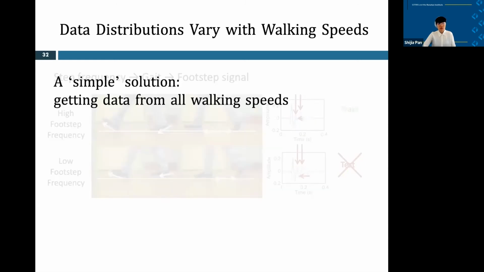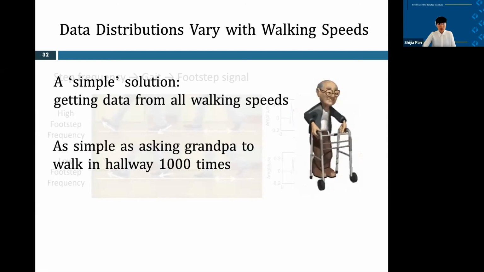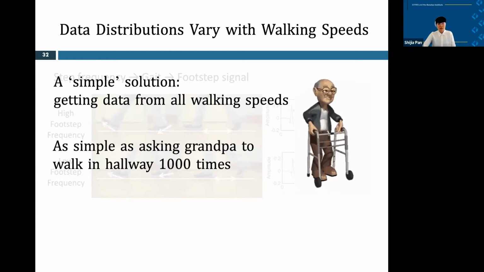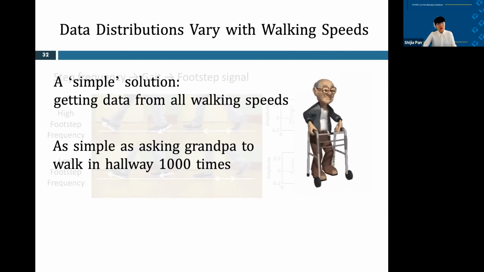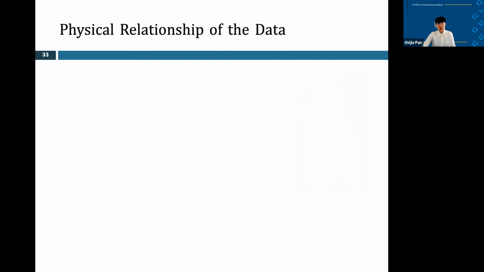Again, we like simple solutions. A very simple solution is to just get data from all the walking speeds. This is as simple as asking grandpa to walk in the hallway 1,000 times. Let's change your shoes. Let's change your walker. Let's change different pants. And if you take the medicine, not take the medicine, collect a lot of data. So instead of doing this, we try to further understand this data distribution change.